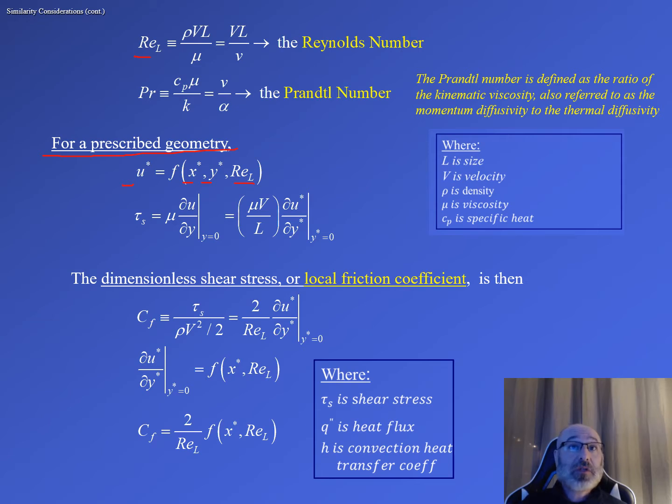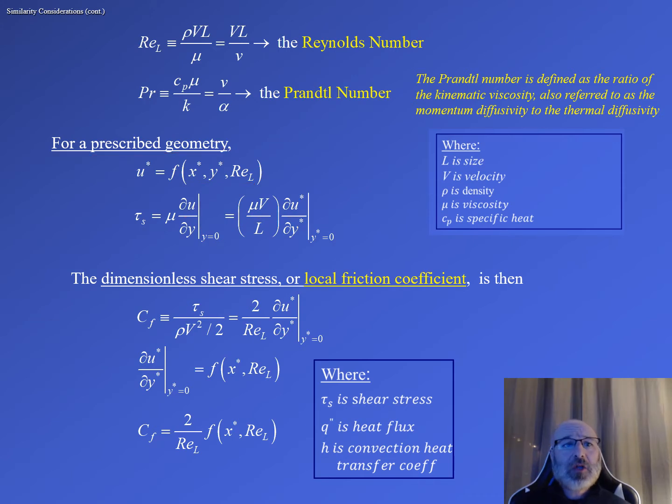So now we can also see that our tau sub s, our shear stress, is given by this relationship here, which is our mu, again our viscosity, times our partial of u with respect to y, evaluated when y is equal to 0. This is equal to our mu value of viscosity times our velocity V all over our L, the size, times our partial of u star with respect to y star, both dimensionless, evaluated at our dimensionless y equal to 0.